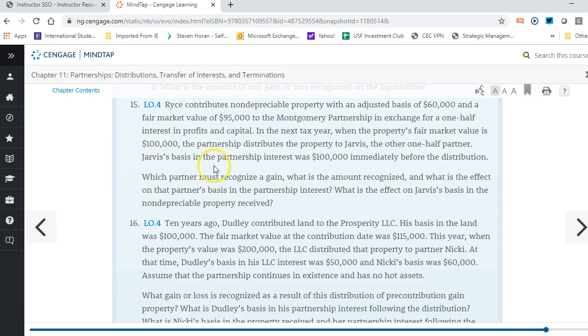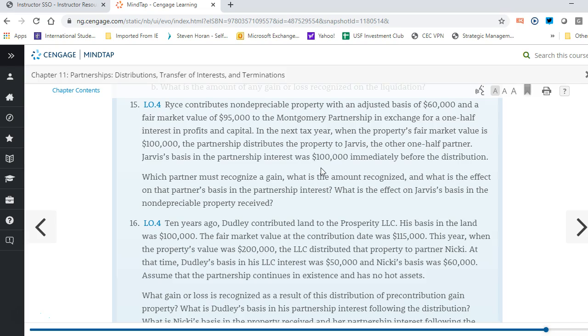Jarvis's basis in the partnership interest was $100,000 immediately before the distribution. Which partner must recognize the gain, what's the amount recognized, and what is the effect on that partner's basis in the partnership interest? What is the effect on Jarvis's basis in the non-depreciable property received? So in your chapter, there's a 7-year rule with this. So if this happens within 7 years, there are some capital gain issues to worry about. If it happens after 7 years, we kind of throw that out the window. And the purpose here is we're trying to keep partners from evading capital gain tax, right?